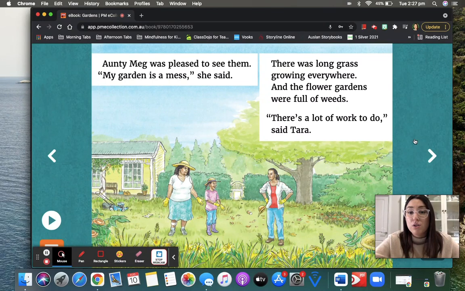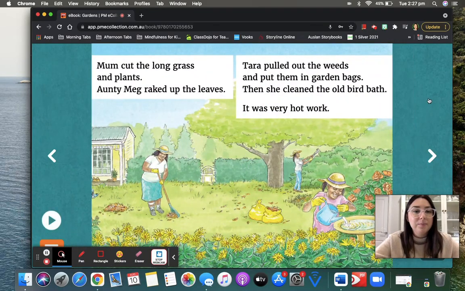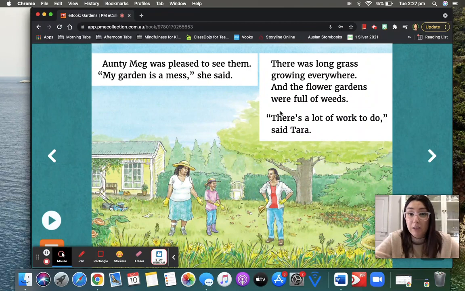"There's a lot of work to do," said Tara. Do you see how you have to use more expression when someone's speaking? And I know someone's speaking because I can see speech marks.